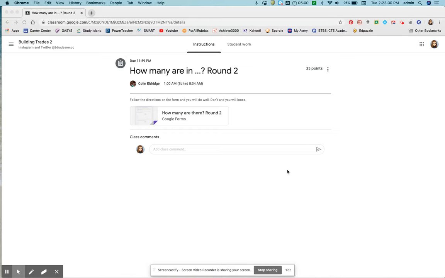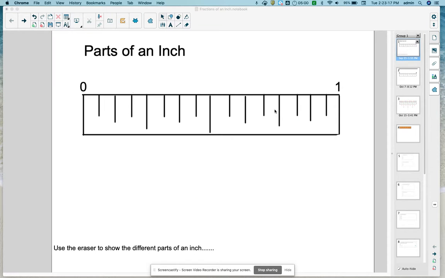Today's measurement assignment asked you to do a few things with fractions of an inch. You had to simplify, you had to multiply, and then you had to look at the actual fractions and figure out how many would be in each portion. So let's take a look at some of these questions.